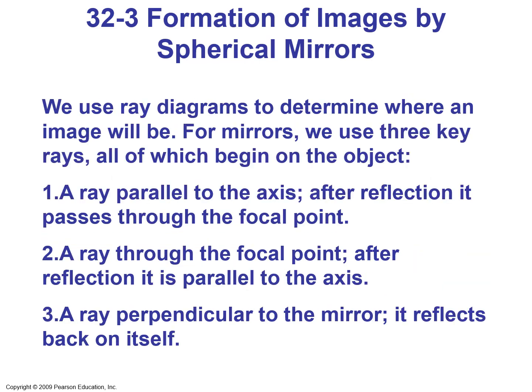We use ray diagrams to determine where an image will be. For mirrors, we use 3 key rays, all of which begin on the object. The first one is a ray parallel to the axis. After reflection, it passes through the focal point. The second ray is a ray through the focal point. After reflection, it will be parallel to the axis. And the third ray is a ray perpendicular to the mirror, and it reflects back on itself. The image is formed at the intersection of all these 3 rays.